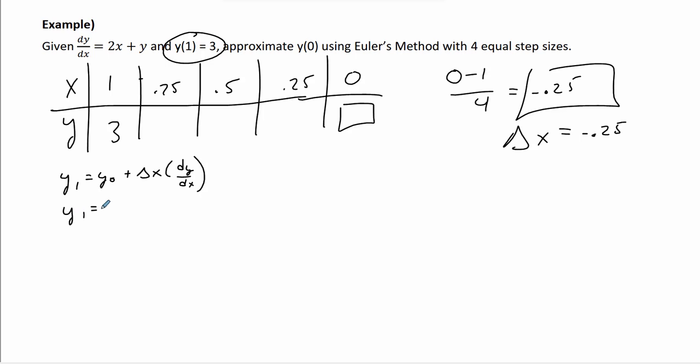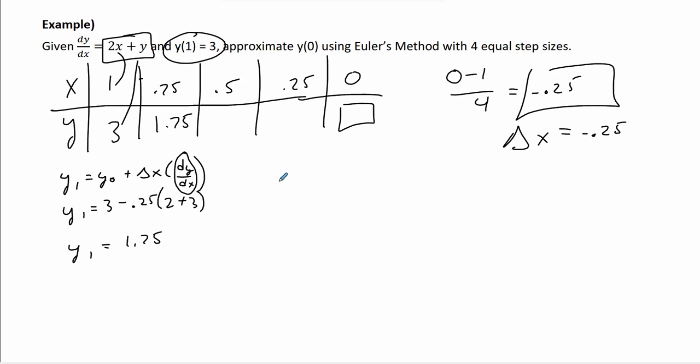Alright, so y sub 1 is equal to y sub 0, which is 3, because that's our initial condition, minus 0.25 times this piece, using this differential equation with x is 1, y is 3. So that is 2 plus 3, which is 5, right? When I do that math there, I get y sub 1 is equal to 1.75. Okay? Let's go to the next one.